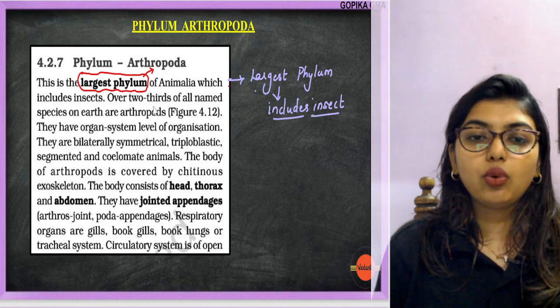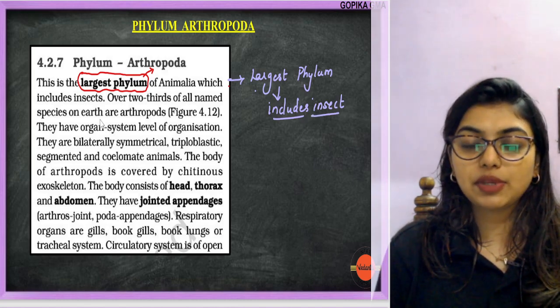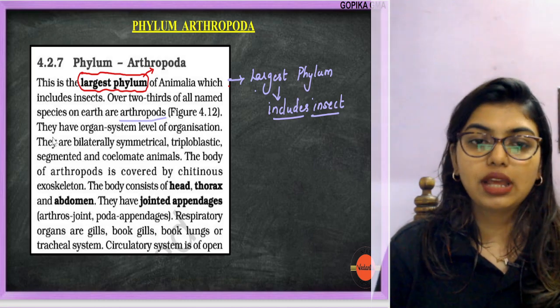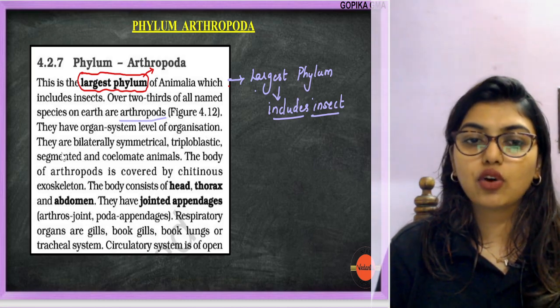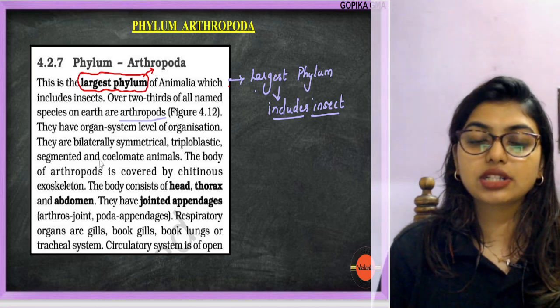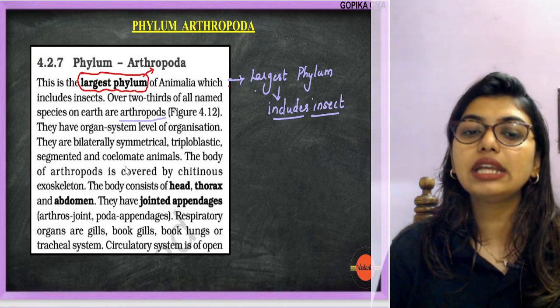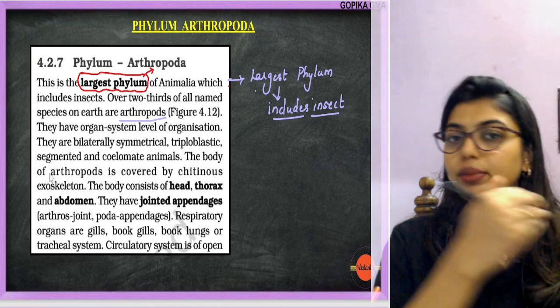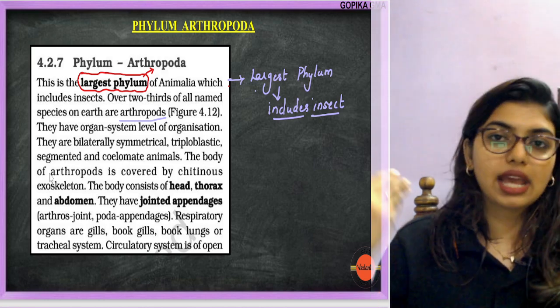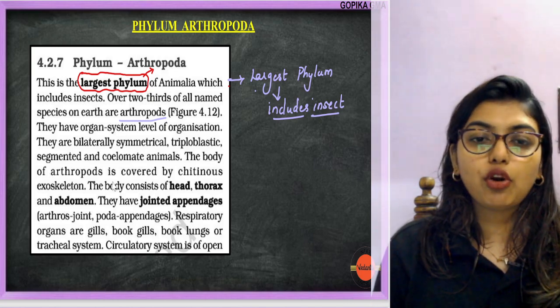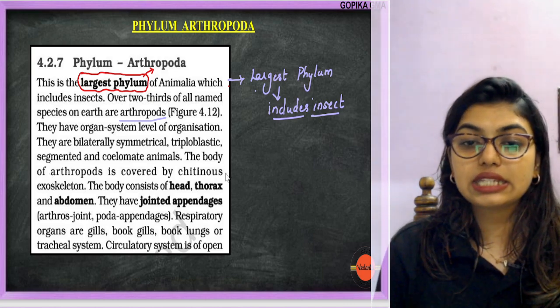Now, over two thirds of all named species on Earth are arthropods. They have organ system level of organization. They are bilaterally symmetrical, triploblastic, segmented, and coelomates. Okay, the coelomate condition started from Annelida, so now it's going to be carried on up to chordates. Now the body of arthropods is covered by a chitinous exoskeleton.